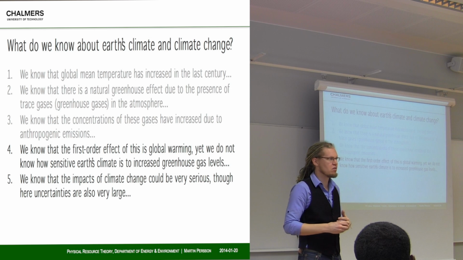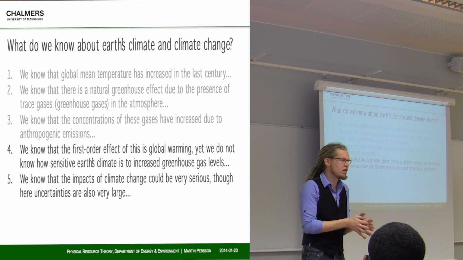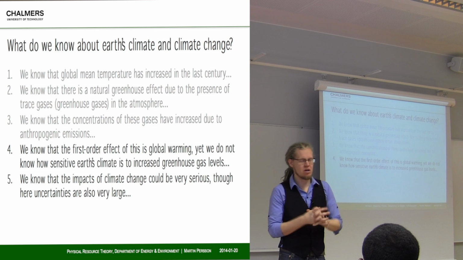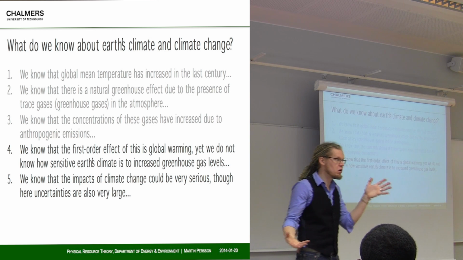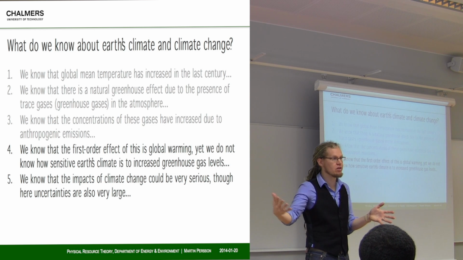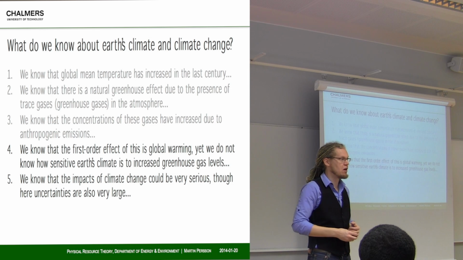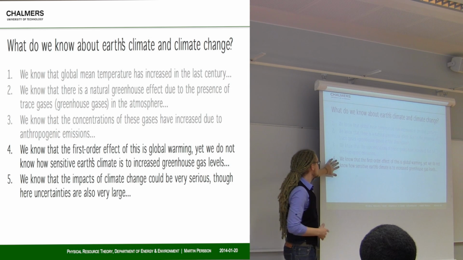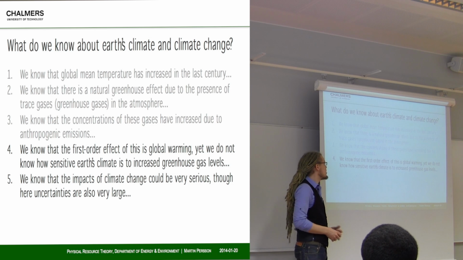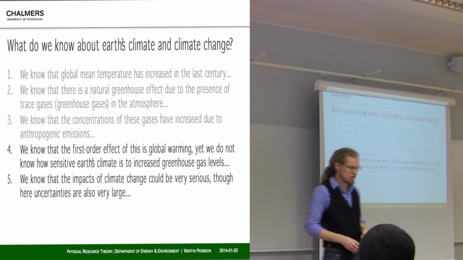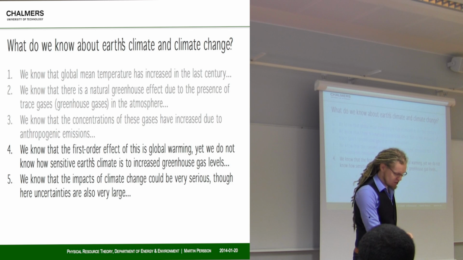So today we say that a doubling of greenhouse gas concentrations in the atmosphere will lead to warming of maybe between 1.5 and 4.5 degrees Celsius, which is quite a large span. So there's still quite high uncertainty around how sensitive the climate is to perturbations. And that is something Daniel will talk more about as well.